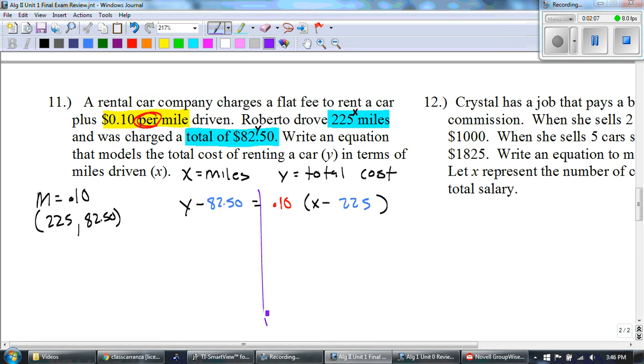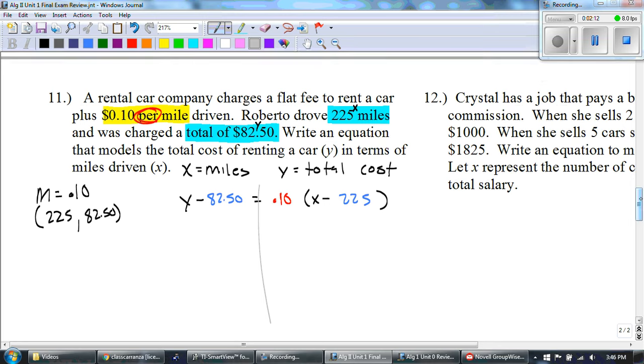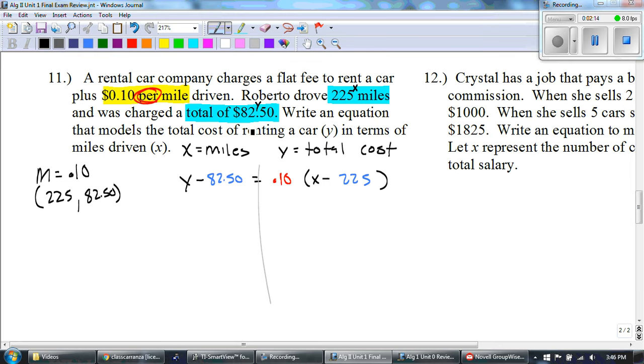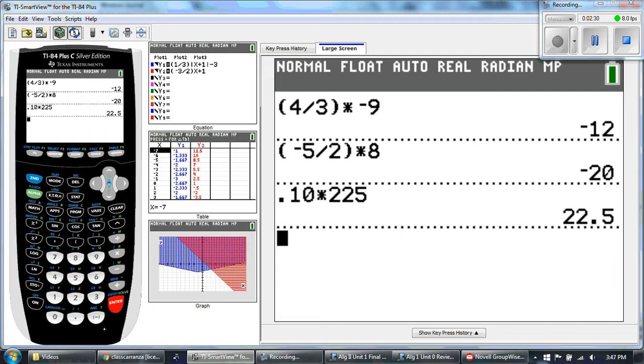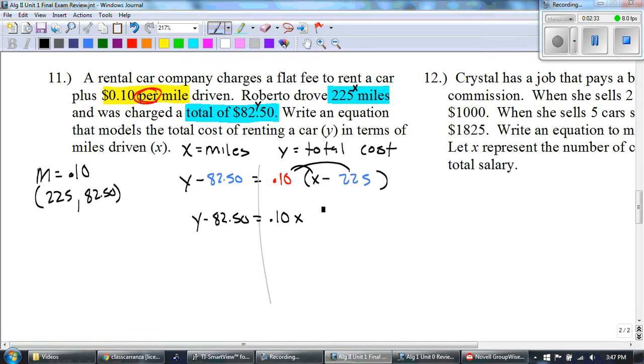So this is the exact same thing that we're doing on the other side, except now we had to find all that information in the word problem. So please don't freak out, because we are doing the exact same thing. We have 0.10x, and then 0.10 times 225 is 22.5, and it's a negative 22.5, or 22.50 if you want that other decimal. And then solve for y.